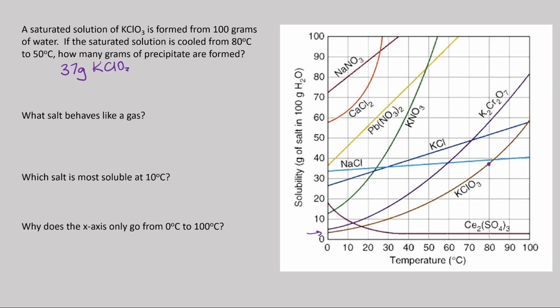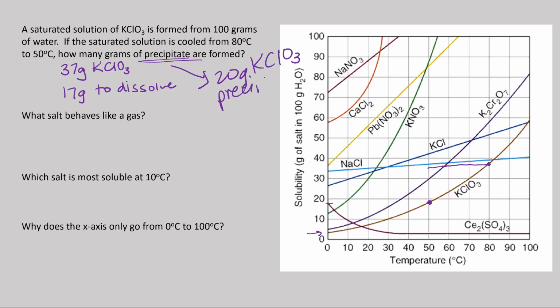of potassium chlorate. Now we're going to let it cool down. So we still have the same salt in there. It's not like it's going to disappear. But we're going to let it cool down to 50. Now at 50 degrees Celsius, I can only get about, what is that, 17 to dissolve? So that means if the solution does not supersaturate, which the problem is saying, how many grams of precipitate are formed, so I'm guessing it doesn't supersaturate. That means that 20 grams of KClO3 precipitate, because it can't stay dissolved.